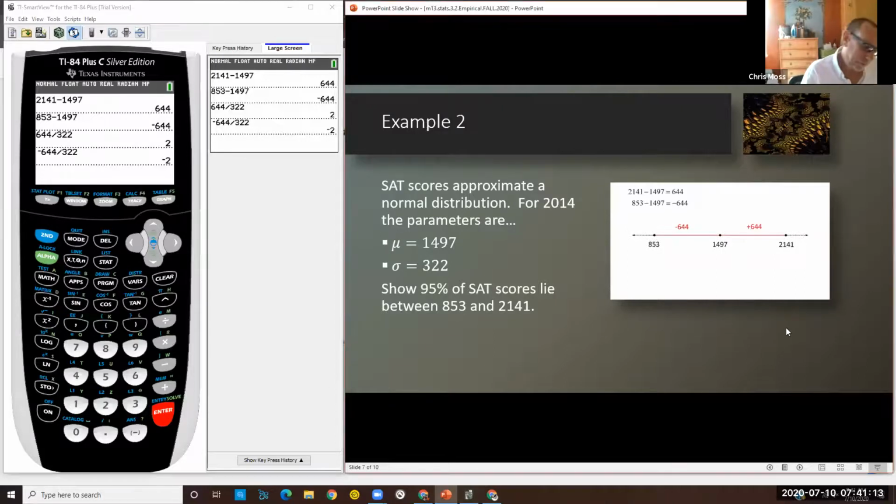So I will note that once I've done that simple division, I now know that I've walked down 2 standard deviations and up 2 standard deviations. Now, because the data points follow a normal distribution, we can say that 95% of those scores fall within the range that you see on the screen there. 853 is 2 standard deviations down. 2,141 is 2 standard deviations up, plus or minus 2 sigmas, 95% of the points.